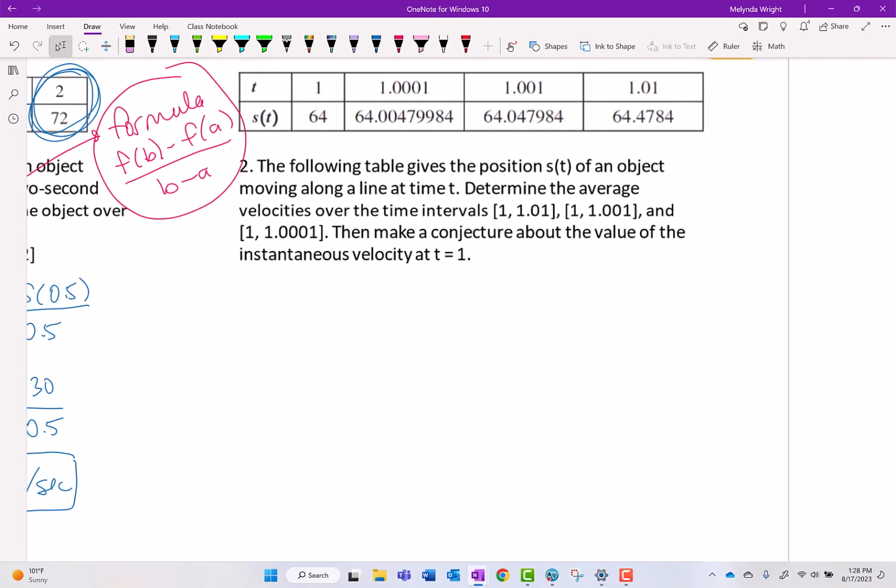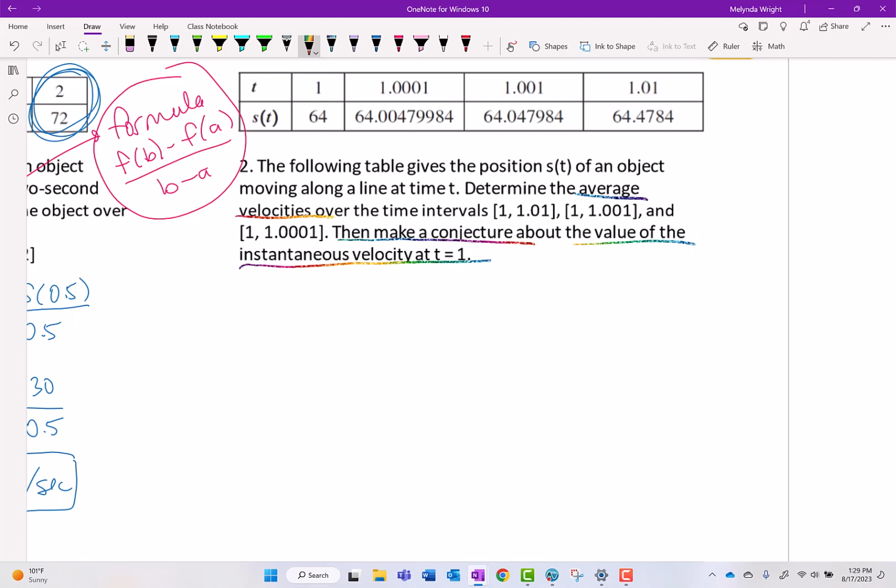So they give us a position S of t of an object moving along a line at time t. Determine the average velocities over those three time intervals. And then they want us to make a conjecture about the value of the instantaneous velocity at 1. Okay, well, we can do that.